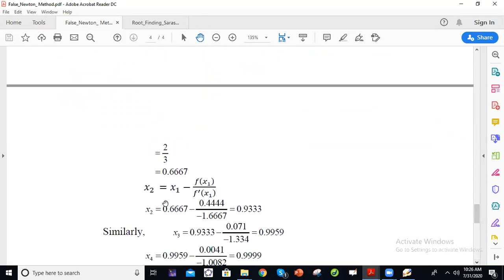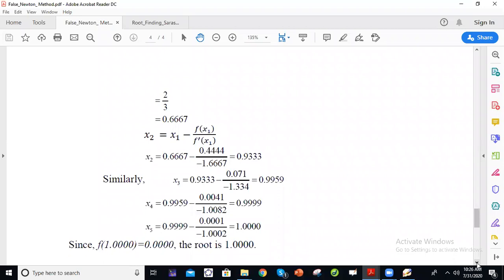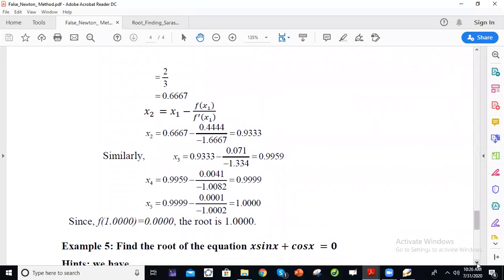x1 equals 0.6667, right? For x2, we have x1. x2 equals x1 minus f of x1 over f dash x1. We find 0.9333. Similarly, x3, x4, x5. You can stop here, or we know the roots converge to 1.